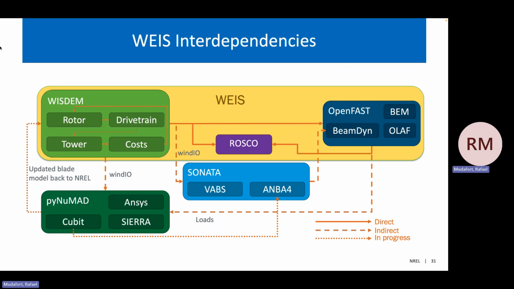So how does all of this fit together within WISDEM? WISDOM is used for figuring out the rotor drivetrain cost. ROSCO is used with OpenFAST to actually do simulations. WISDEM interacts with SONATA to generate the blade design along with PyNuMAD, and all of this comes together to perform wind turbine optimization.